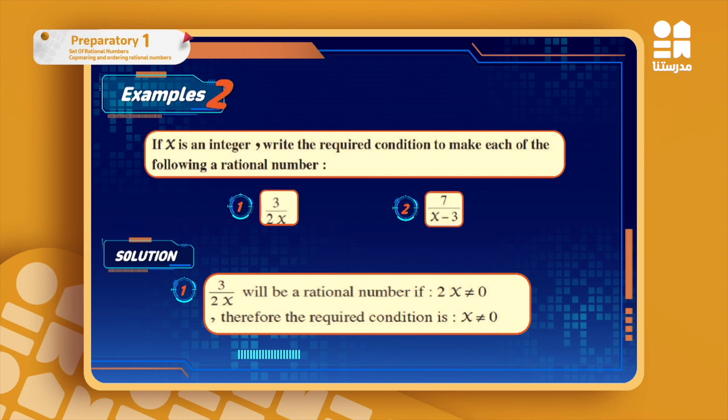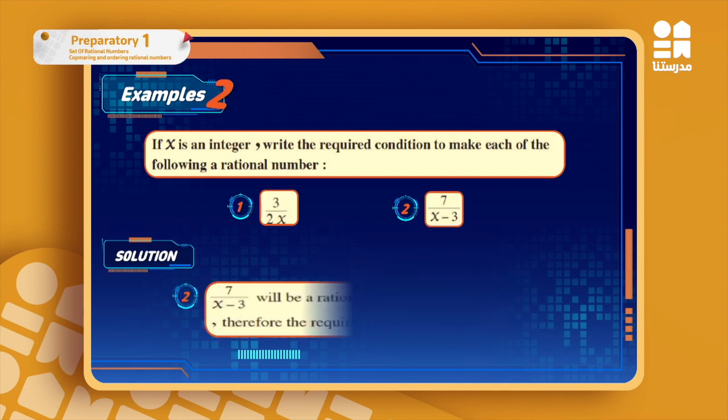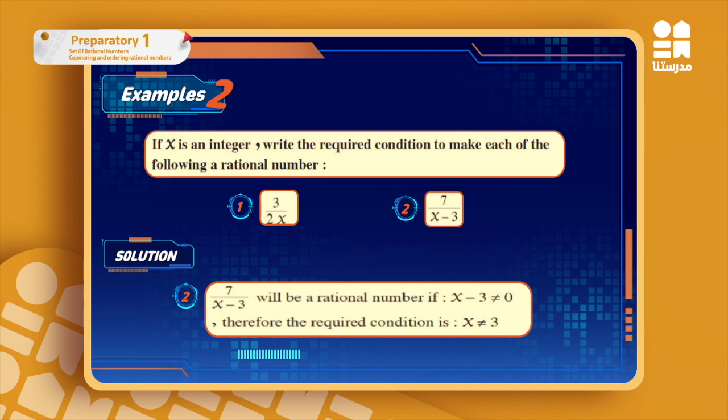The second one, 7 over x minus 3. What do we have to do in this one? Also, we have to write x minus 3 is not equal to 0. So let's solve it as an equation. How can we get x? We add 3 to both sides, and then we get x is not equal to 3. That is what we have to avoid for it to be a rational number.